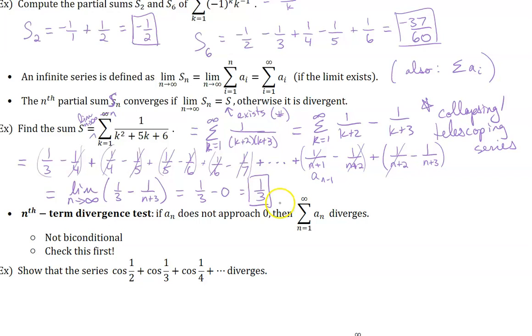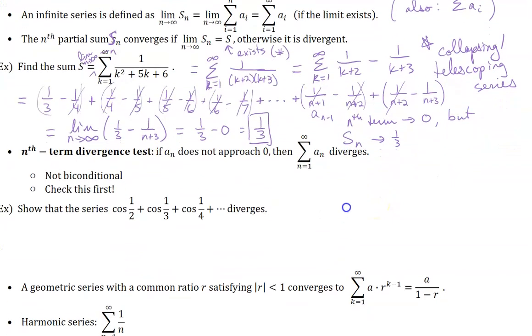Now, something I want to highlight here that's a little bit different. The nth term does approach 0, okay? If I just said, as n approaches infinity, what's the nth term here? 1 over n squared plus 5n plus 6. That term is going to approach 0, but the sum does not approach 0, okay? So let me write that down. The nth term approaches 0, but the sum of the nth term approaches 1/3. Okay, so this is the difference between the sequence, what does the sequence approach, and what does the series approach.